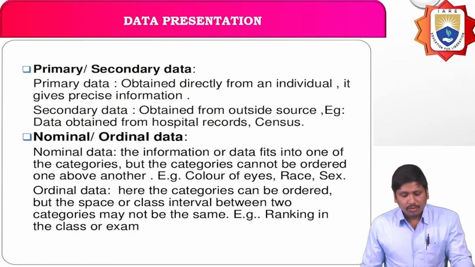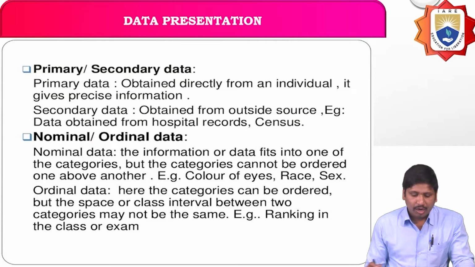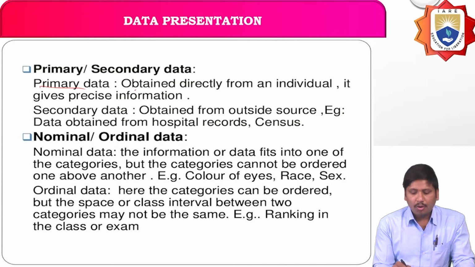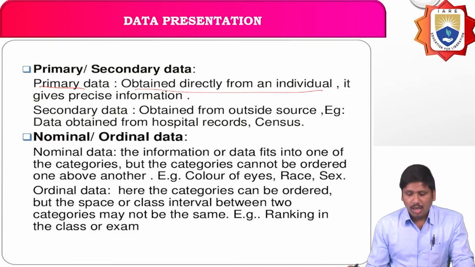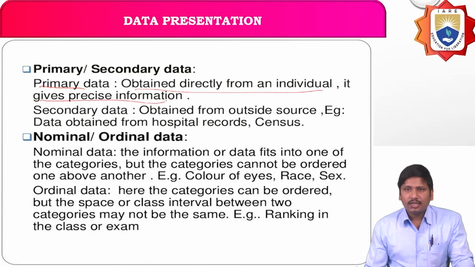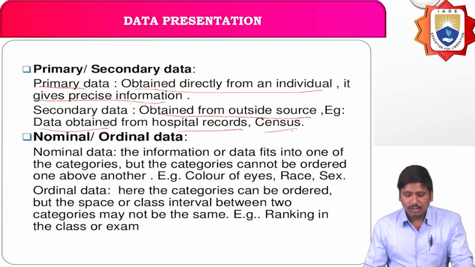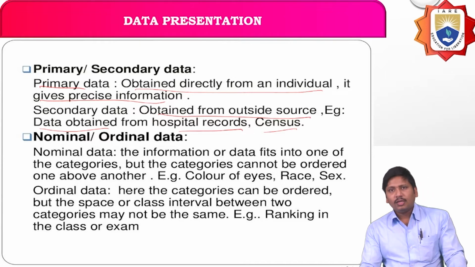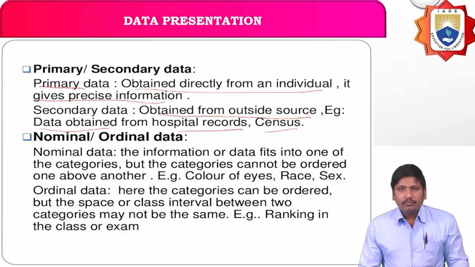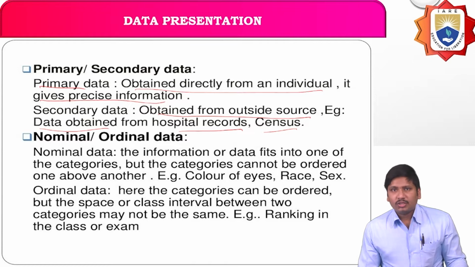Let me see about primary and then secondary data. The primary data is the one which is obtained directly from an individual and gives precise information. Whereas secondary data is obtained from an outside source. For example, the data I get from hospital records or census will be considered secondary data. In the previous videos, I discussed primary and secondary sources.